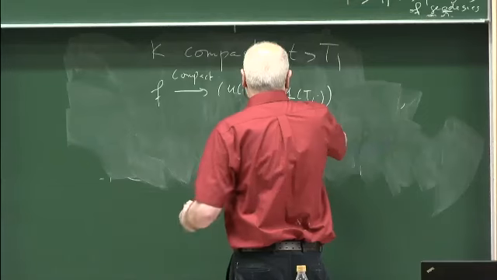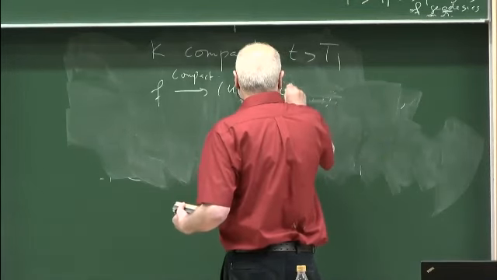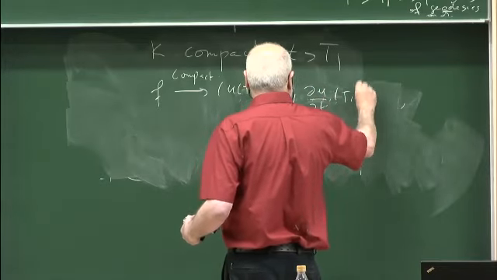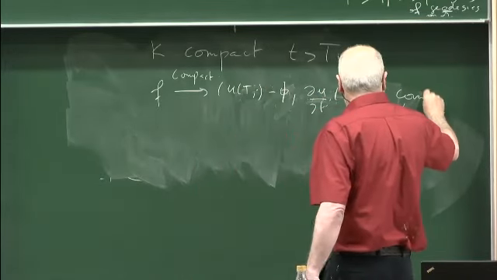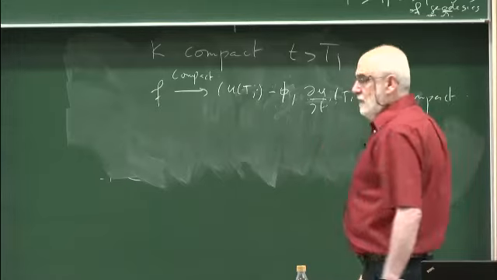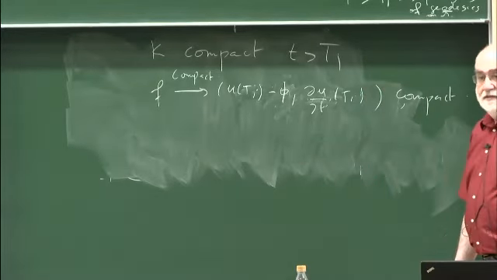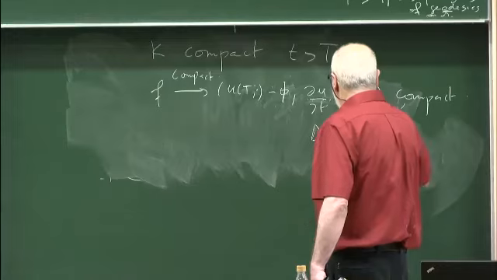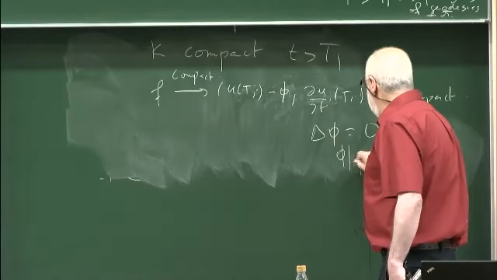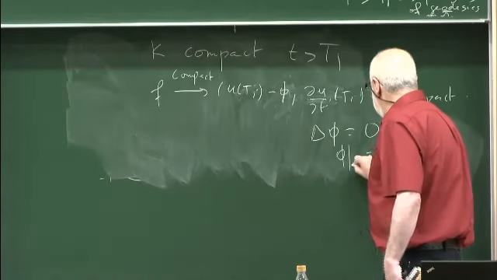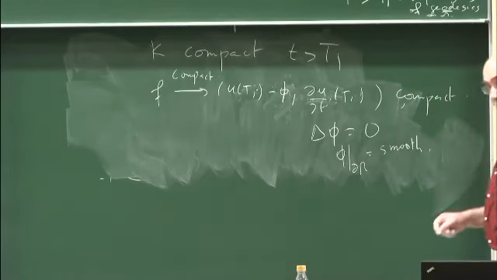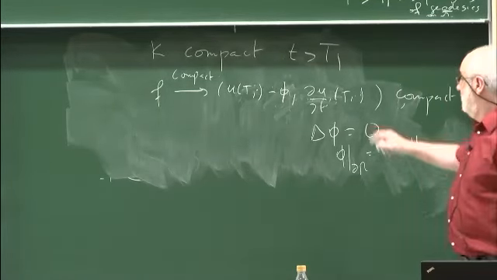is smoothing, right? Because by elliptic regularity, Laplacian phi is equal to 0, and phi at the boundary is given by something smooth. It's the solution u at capital T, and we know that that's smooth for t sufficiently large.